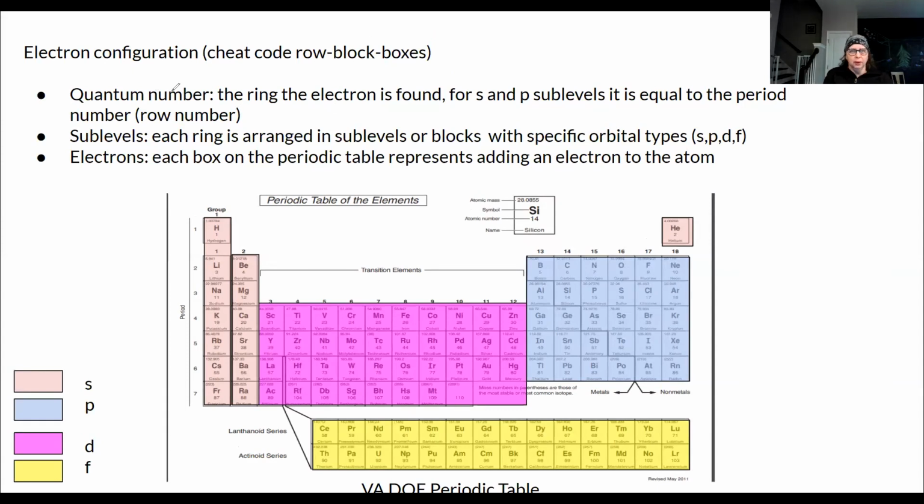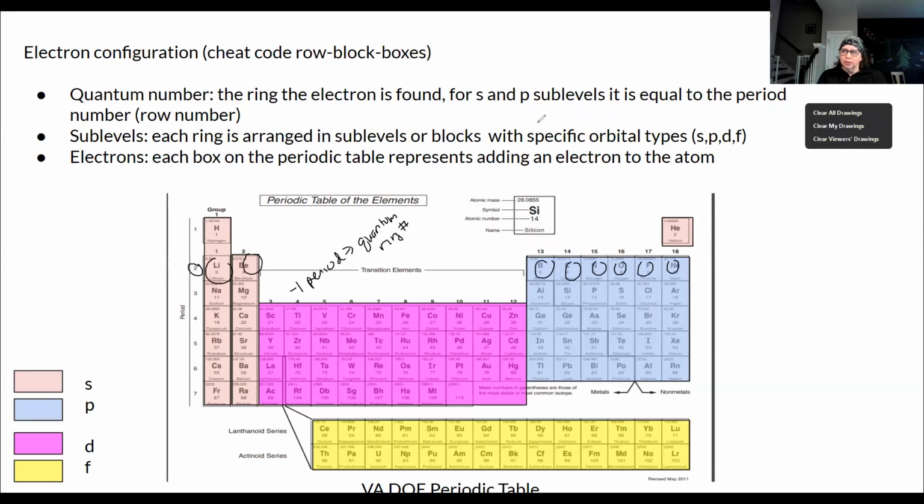One's the quantum number, and that's the ring the electron is found in. If we're looking at the S and P levels, they are going to match. So in period 2, that is also ring 2 because those are all S and P blocks. But when you get into the D block area, you would actually need to subtract 1 off the period number to give you the quantum number, or the ring number, that electron is in.